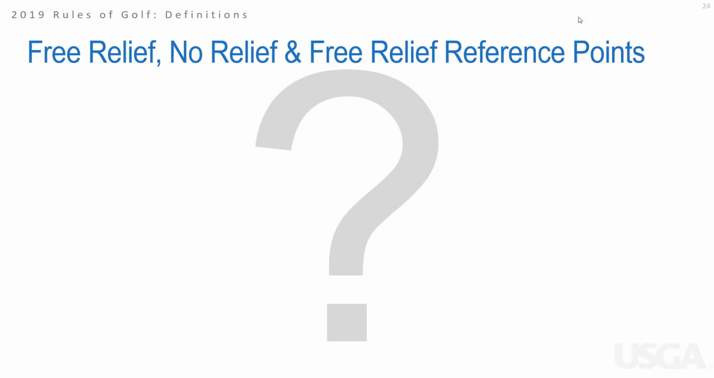No other questions here, but I do have Chris's typed answer, so I guess I can read it out. An isolated animal footprint that is not leading into an animal hole is not a hole made by an animal, but rather an irregularity of the surface from which relief without penalty is not allowed. However, when such damage is on the putting green, it may be repaired. So along the lines of what you were saying there, Neil. Great. Thanks, Chris, for answering that. So we'll keep moving along here.